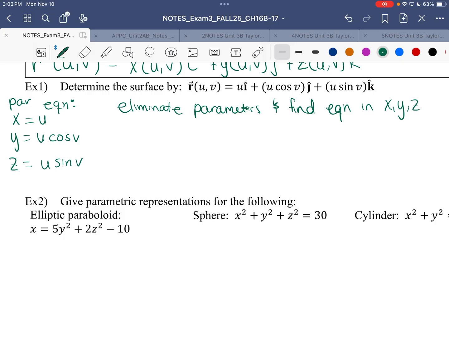So right now, when I look at R, I personally can tell what it looks like, but I don't think that you know what shape this is. But if we can go into X, Y, and Z, you're more likely to be able to figure out what this is trying to be. So if we eliminate the parameter, the parameter that you can see pretty obviously would be X is equal to U. So everywhere that there was a U, we're going to substitute X.